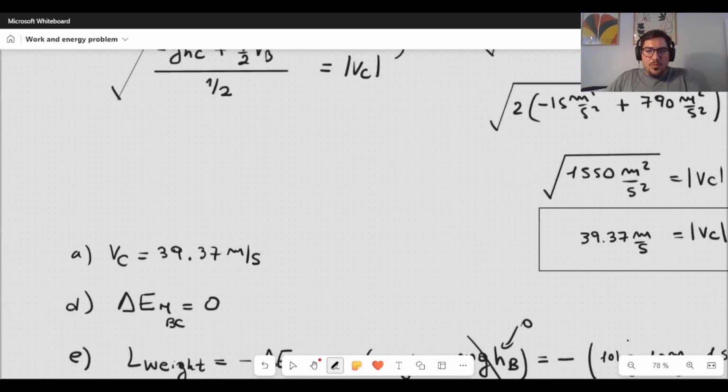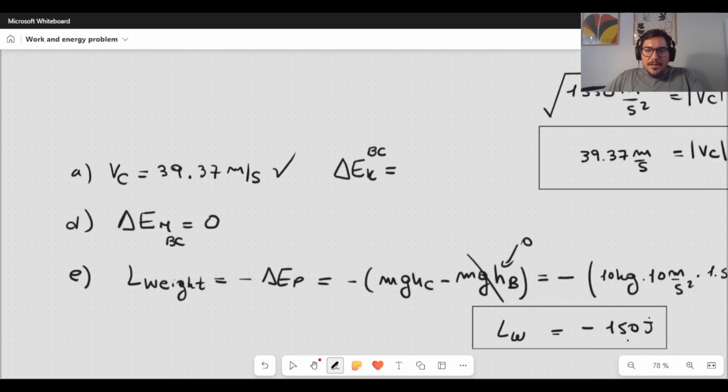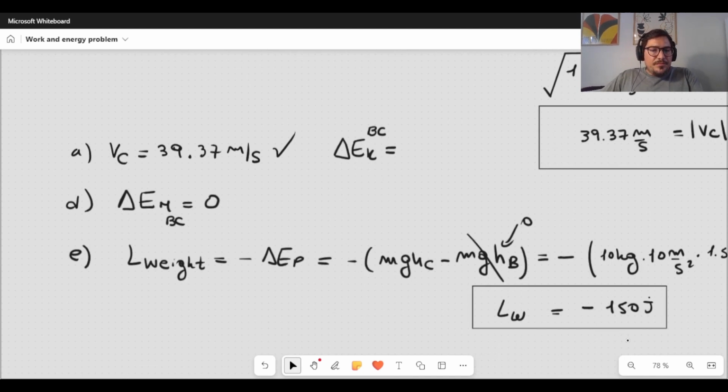So with this, we complete the item A because we obtain velocity c. Then we need to obtain the change in the kinetic energy between B and C. And we have to answer this: change in the kinetic energy between B and C. Okay. In a minute, we are going to answer.